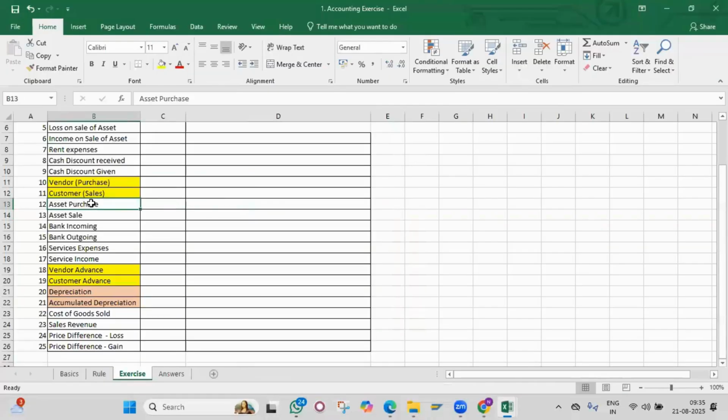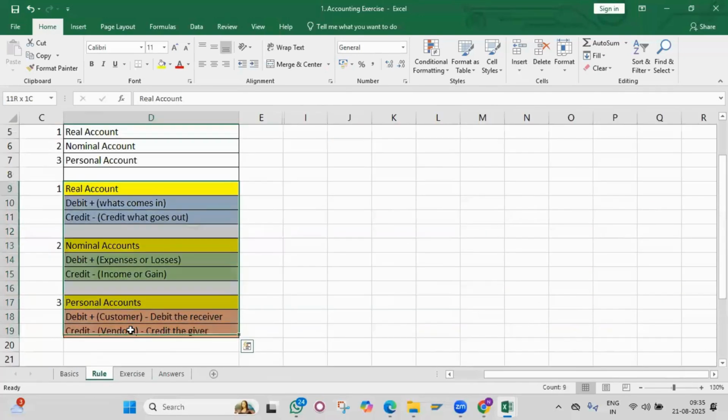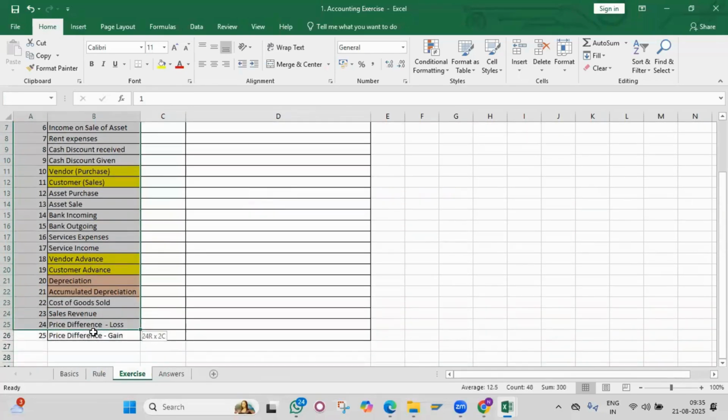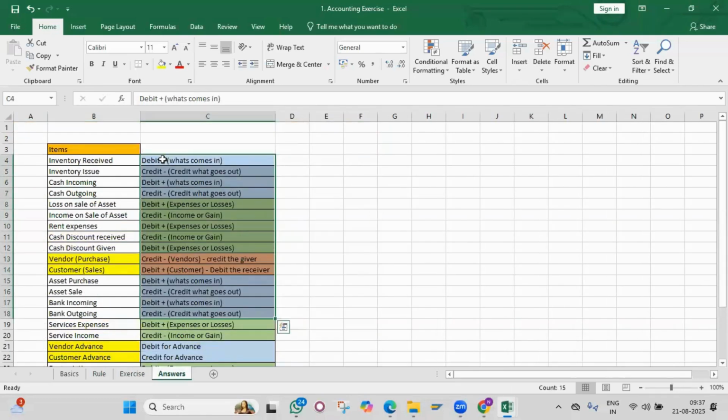The accounting exercise document is uploaded in your drive. Try to take it, and based on these rules, fill in these transactions. It's like an individual entry: you have to identify whether inventory received is debit or credit. Okay, debit. Inventory issued, debit or credit? These are all the items that you have to fill in by yourself, and here are the answers.